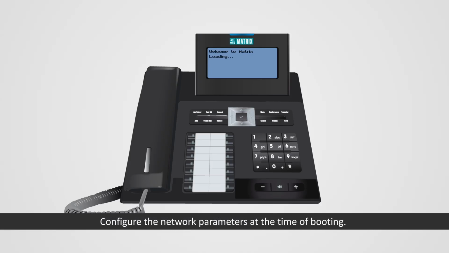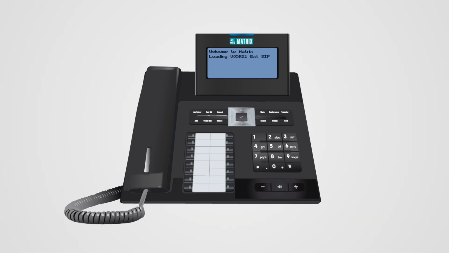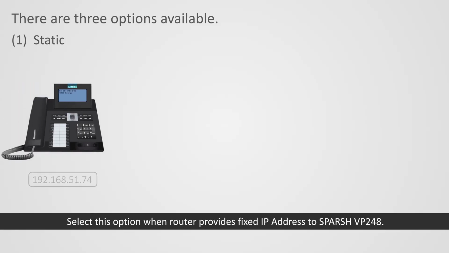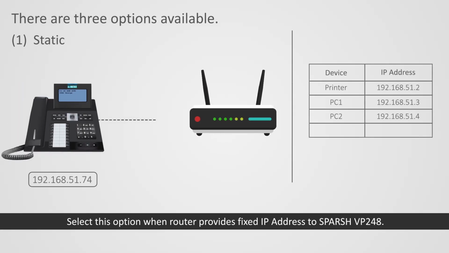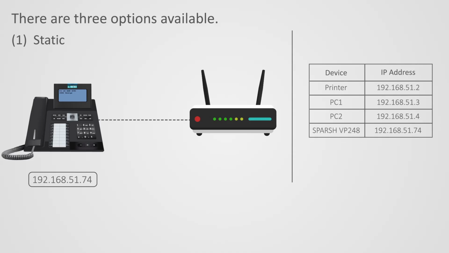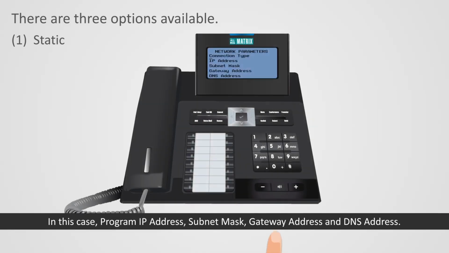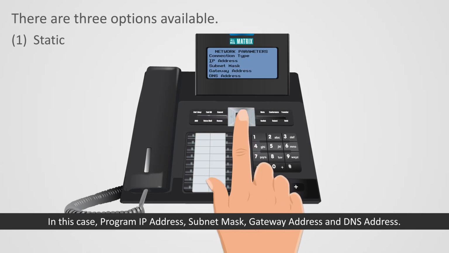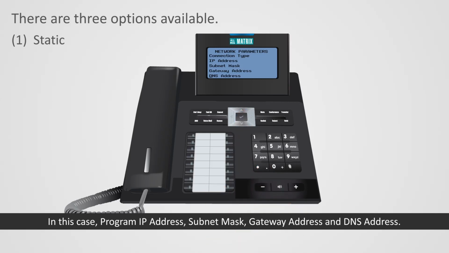Configure network parameters at the time of booting. Select connection type. There are three options available. First, static. Select this option when router provides fixed IP address to SPARSH VP248. In this case, program IP address, subnet mask, gateway address and DNS address on the phone.